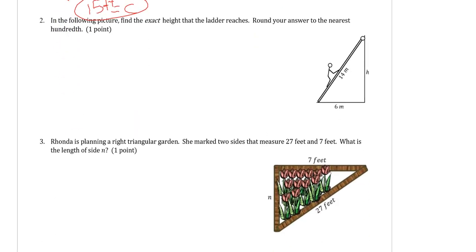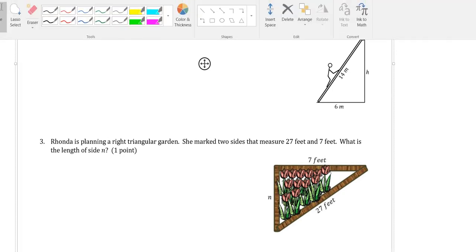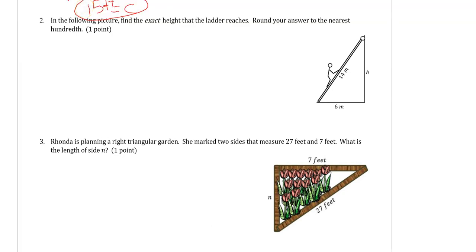In the following picture, find the exact height the ladder reaches. Round your answer to the nearest hundredth. Okay, so if we have to round, we can. Again, we have to start with our right angle. Remember, the right angle always looks like a wall and the floor meeting. Some of us are still confused about what right angles are. Okay, we'll try to draw a right angle here. No, it's straight up and down, straight across. That's what makes right angles.